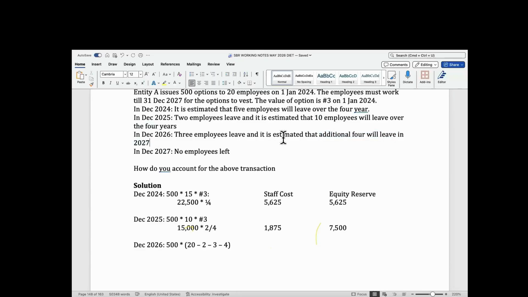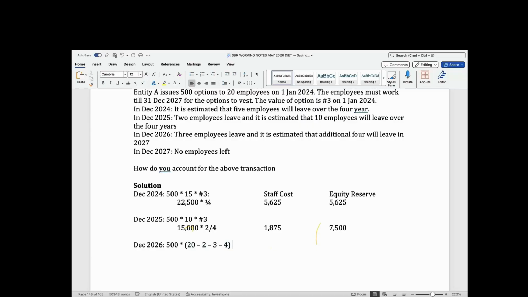So, which is why I have to consider, okay, since I need people that will remain in 2027, I need to know which people have actually left in the past. Then I can add the estimate for the future, which is what we are doing. So we have 20 total, 2 left in 2025, 3 in 2026, and 4 in 2027.